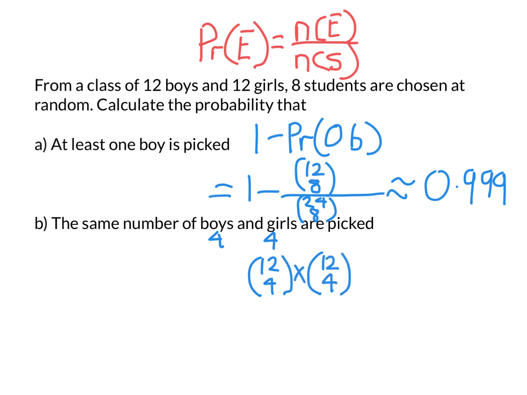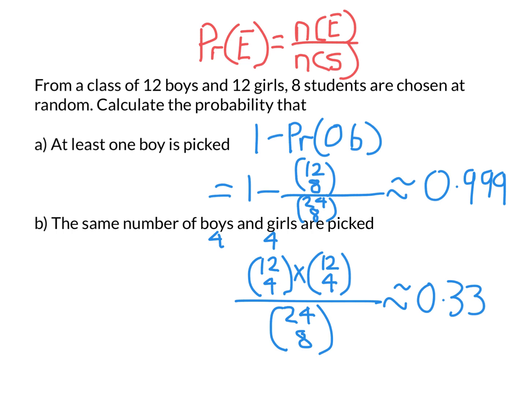Now we times them because they're groups. For each of these combinations, there is one of these combinations. So this is the total number of ways that you can pick 4 boys and 4 girls, and in probability "and" means times. Once again, the total number of outcomes, you are picking 8 students from a group of 24. So this is the total number of possibilities. We don't need to subtract from 1 or anything. We're not using complementary events in this question. So putting that on our calculator, we get about 0.33.